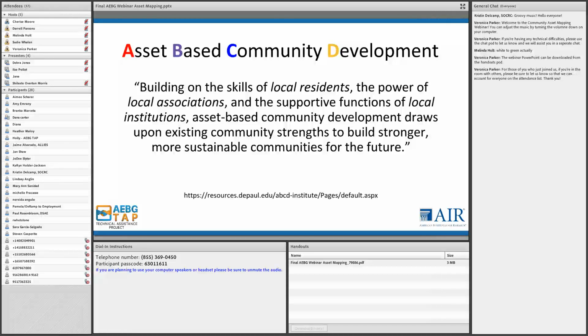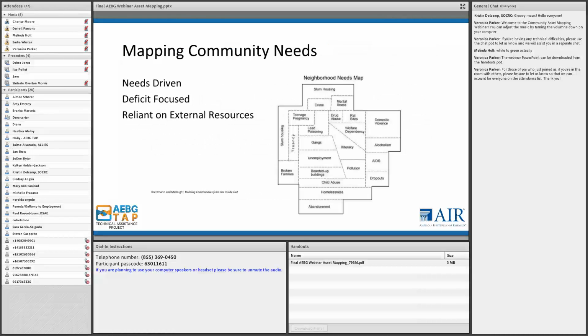Community asset mapping is about recognizing the strengths or assets in a community, strategically connecting them to each other, and then finding and supporting opportunities for them to work together productively. Next, Celeste will talk about how productive it is to focus on strengths.